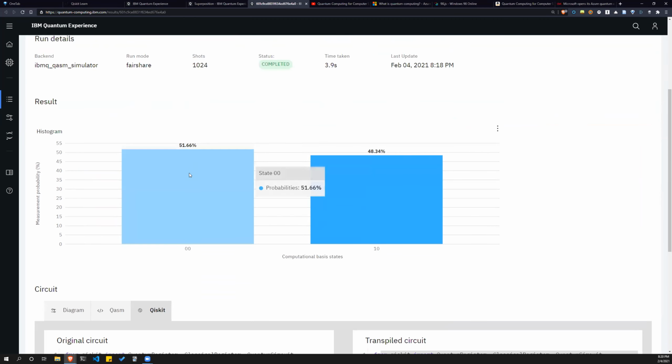You can see 51% of the time, because we're dealing with probabilities here, it was 0, 0. But 48% of the time, it was 1, 0. But hold on a second. If we're in superposition and entanglement, Anthony, you told me if 2 qubits are entangled, they're going to collapse on the same value. What's going on? These are 2 different values. Do people want to guess what happened?